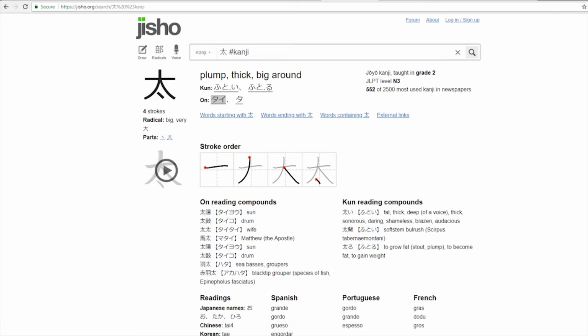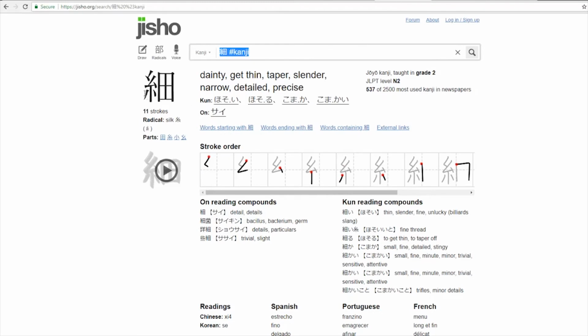Then we're going to look at dainty. So this is the part for thread or silk and rice, a rice patty or a rice enclosure. Actually, that honestly looks like a sheet of paper or something. Thread is thin, and it's a thin rice patty or a thin piece of paper. The kunyomi for it, I believe, is hosoi. Yeah, hosoi. I was right on that one.